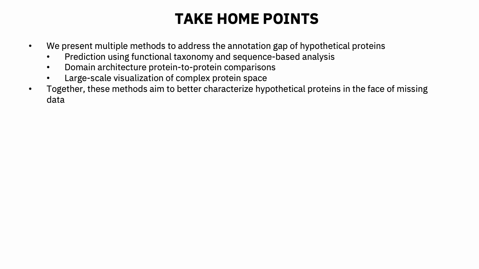So the final take-home points are that we present multiple methods to address the annotation gap of hypothetical proteins. One, you can use prediction using functional taxonomy and sequence-based analysis. Second, you can do protein-to-protein comparisons using domain architectures. And third, you can do large-scale visualization of a complex protein space. Together, these methods aim to better characterize hypothetical proteins in the face of missing data.